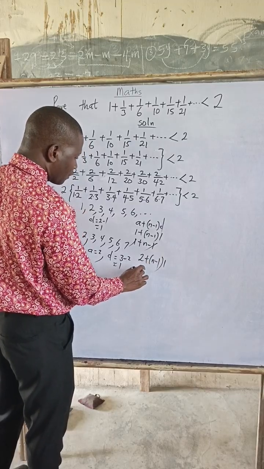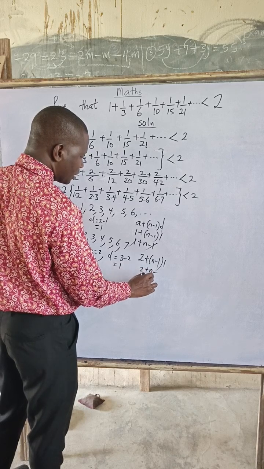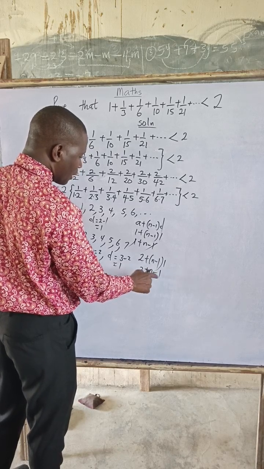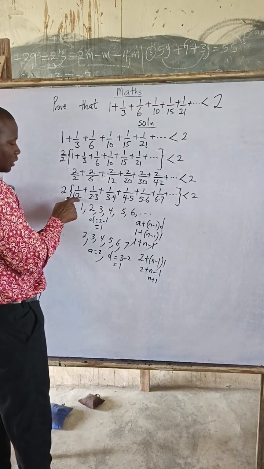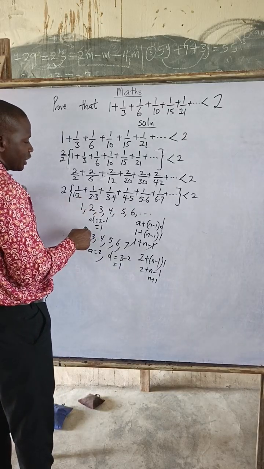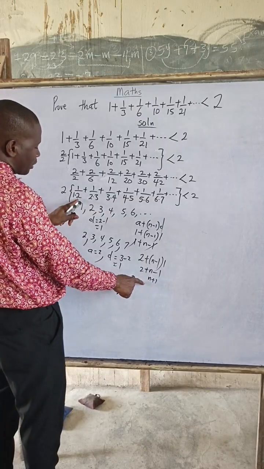So we have 2 plus, when you open the bracket with 1, 1 by n will give us n, 1 by 1 will give us 1. So 2 minus 1 is 1. So therefore we have n plus 1. Now for the second numbers in each term, we are using n plus 1. So that is 1 plus 1 will give us 2.